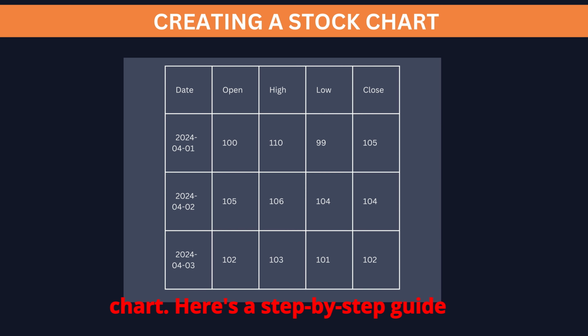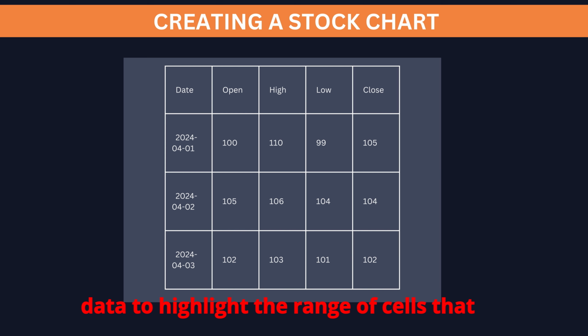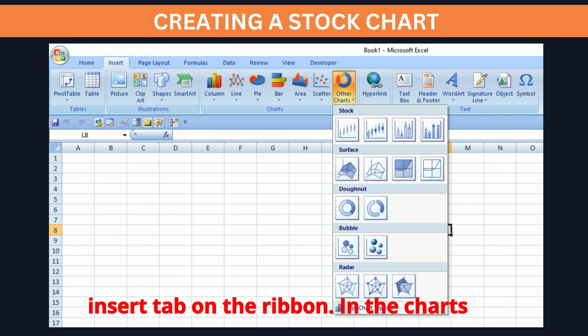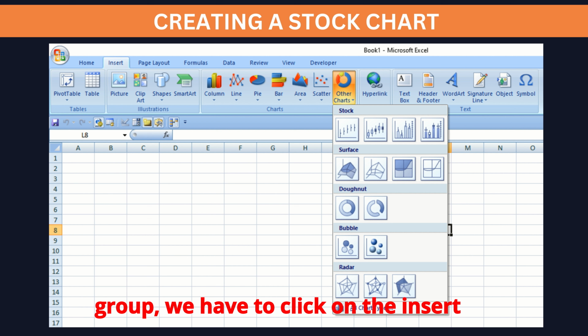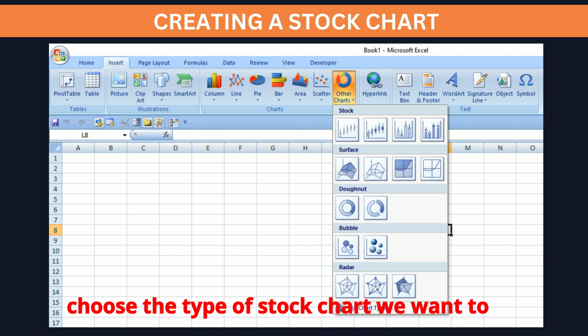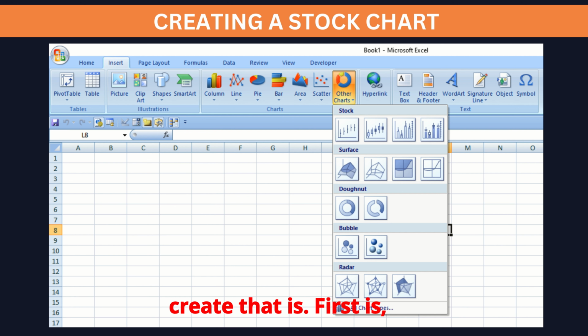Creating a stock chart. Here's a step-by-step guide to creating stock charts in Excel. Enter the data. Ensure the data is in the following format. Select the data to highlight the range of cells that contains our data, including the headers. To insert a chart, first go to the Insert tab on the ribbon. In the Charts group, we have to click on the Insert Stock Chart drop-down. We need to choose the type of stock chart we want to create, that is.